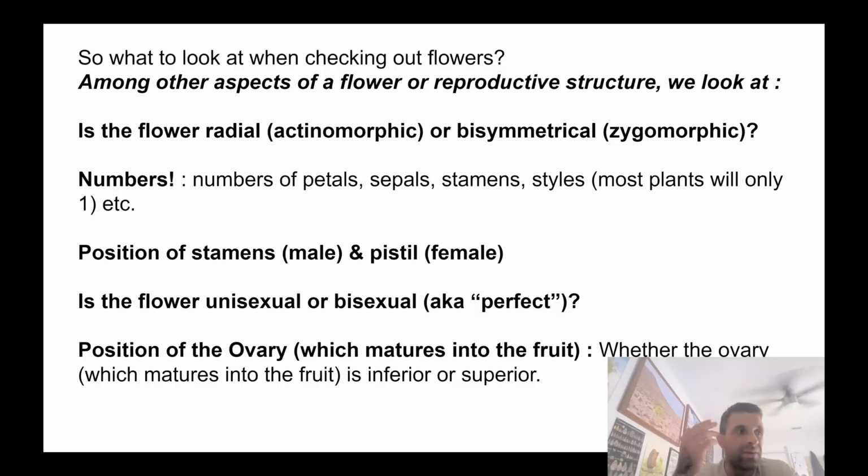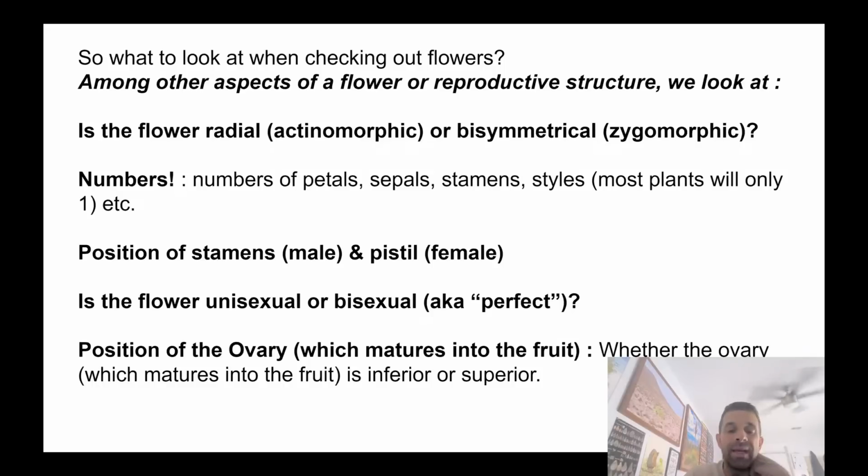Numbers, number of petals. That's a really easy one. We're always looking at numbers. Okay, how many petals, how many sepals, how many stamens, styles. Okay, most plants will only have one style. A style is the female part of a flower. It leads to an ovary, one fruit. Most flowers will only produce one fruit. Okay, there are exceptions, of course, like the rose family. A strawberry is technically, well, it's a compound fruit, but I won't get into that. It's a little bit more complicated. There are little nuances and complications to all these things, but these are the general rules.